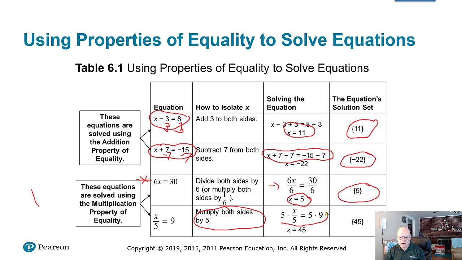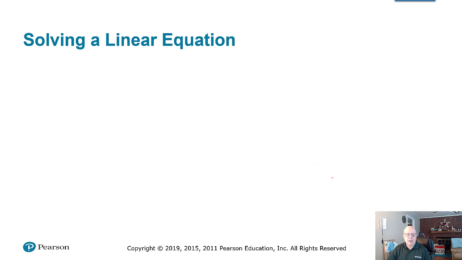And there we are, multiplying by 5 here and here. And you end up with a solution set that has 45 in it. Okay, solving a linear equation.